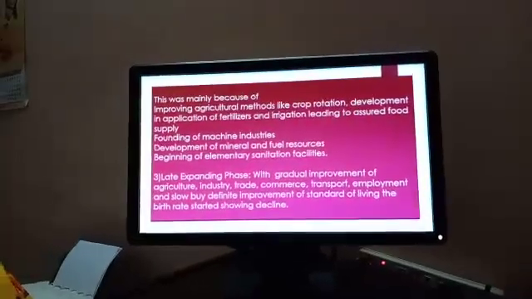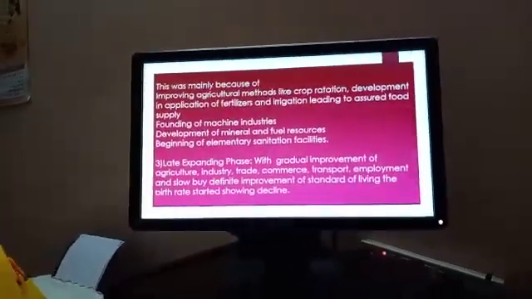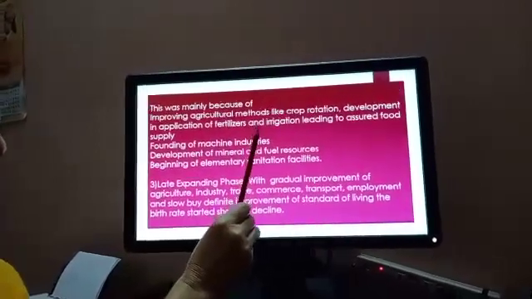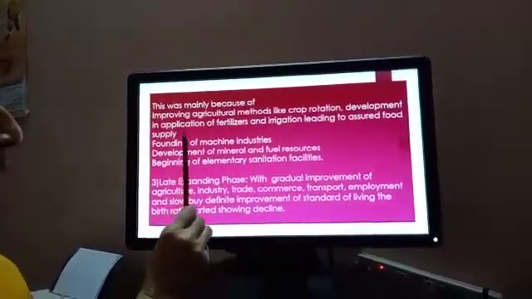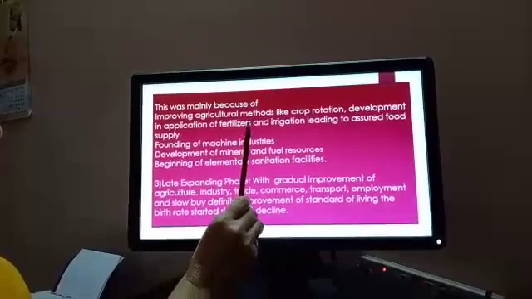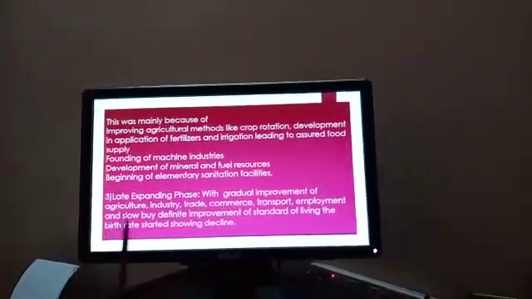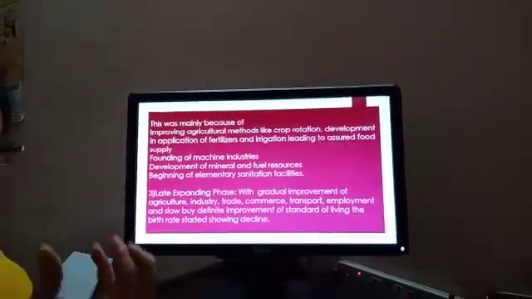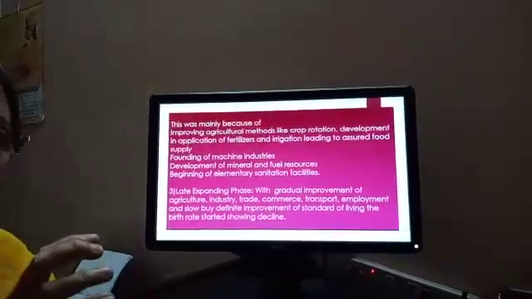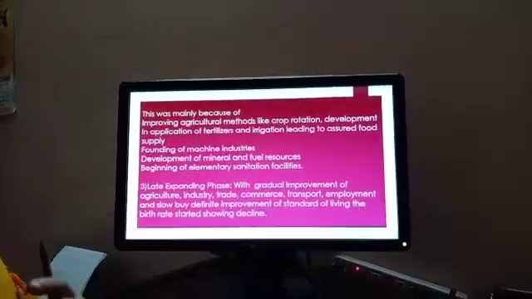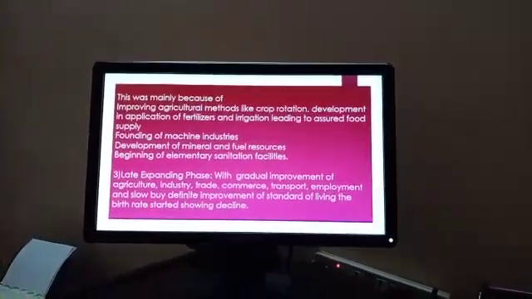And why was there a slightly falling death rate? That was because of improving agricultural methods like crop rotation, development and application of fertilizers and irrigation, leading to assured food supply. So an assured food supply will cause your fertility rate to be high and will reduce the mortality rate because people have better conditions of living.